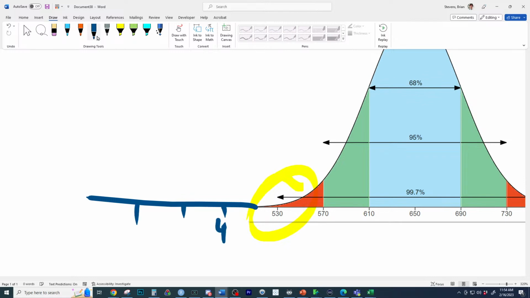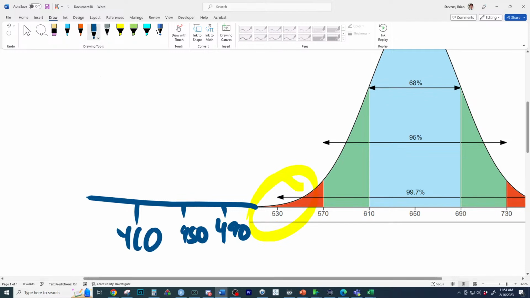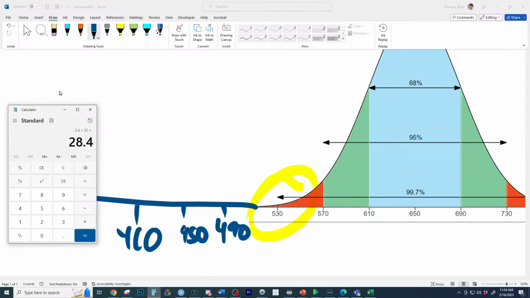How confident would you be down here? We're this far away at 410, which if we check the math on this, is 6 standard deviations. How confident would you be on this? A standard deviation is 40 times 6. 650 minus that is 410. That is a z-score of -6.